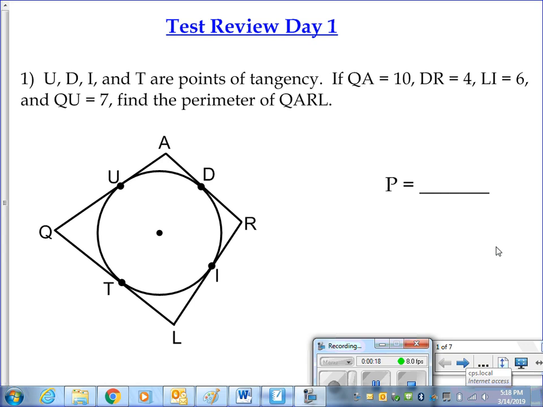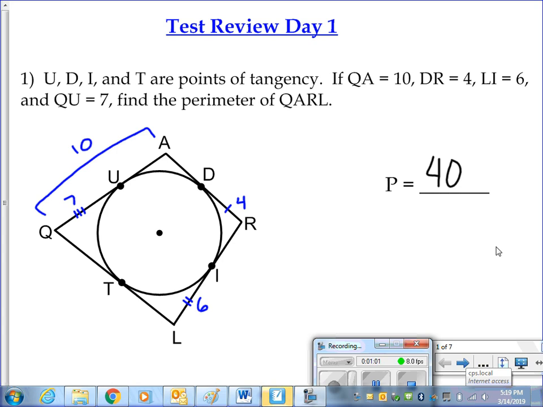All right, for number 1, the perimeter of the quadrilateral is 40. If you did not get this correct, let's go ahead and go over it. So we're given that points U, D, I, and T are points of tangency. So this tells us that all of these segments around the circle are tangent segments. We're given that the length of QA is 10, and DR is 4. We're also given that LI is 6, and QU is 7.